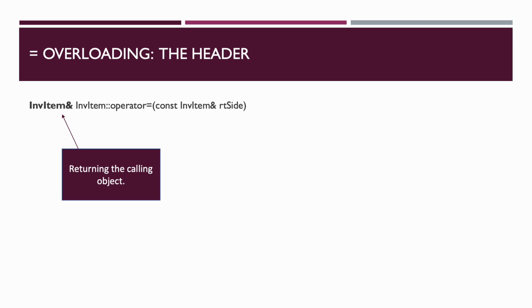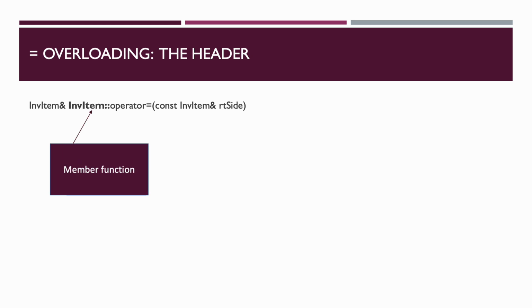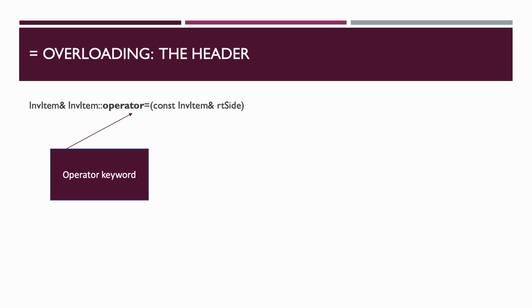Now if you see, returning the calling object, this one is the member function. This is the member function of the class INV_item. Then we have this scope operator specifying that the operator equal is a function belonging to the INV_item class.